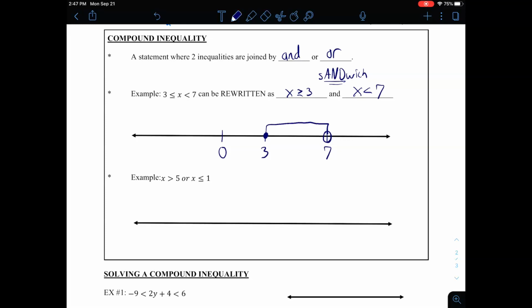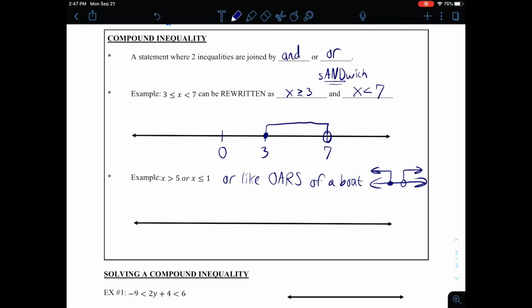All right, next one. We have x is greater than 5 or x is less than or equal to 1. "Or" is going to be like the oars of a boat. Here's our line, and we go something like this, and something like this. We're going to graph both of these on the same line, and you'll see what they look like.